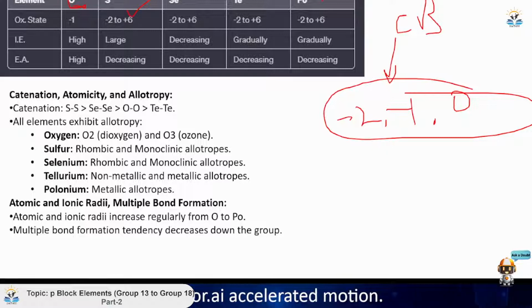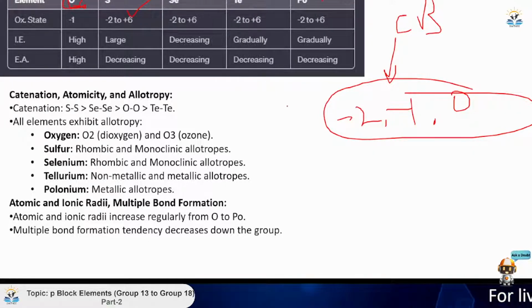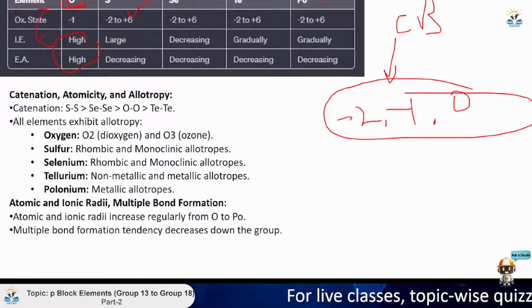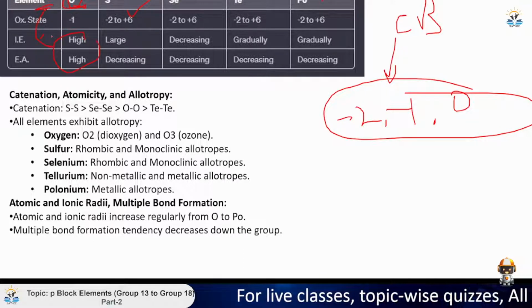And why does oxygen behave very oddly compared to all the other family members? That is just because of its small size, its high electronegativity, and its high ionization energy. So everything is high, and that makes it act very differently.